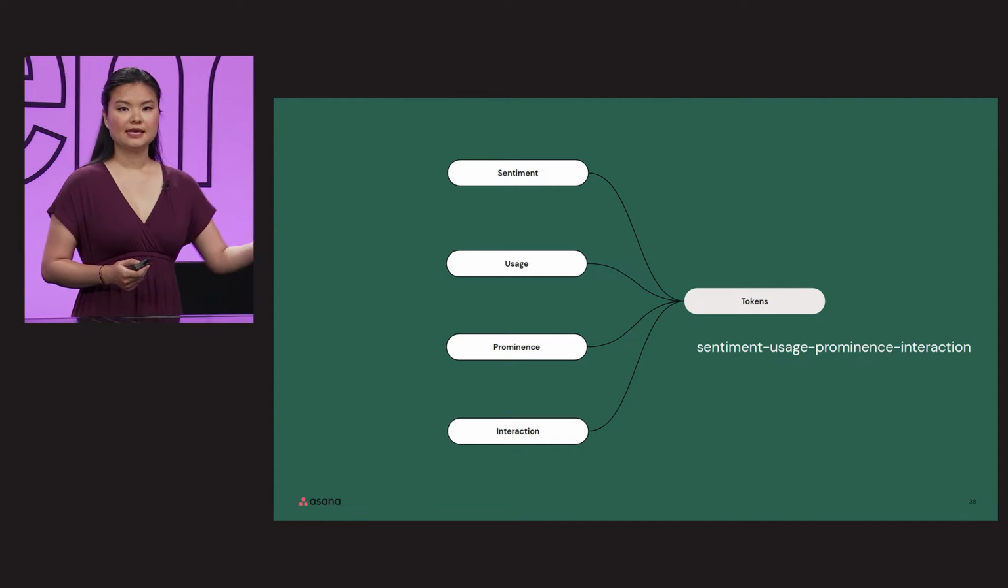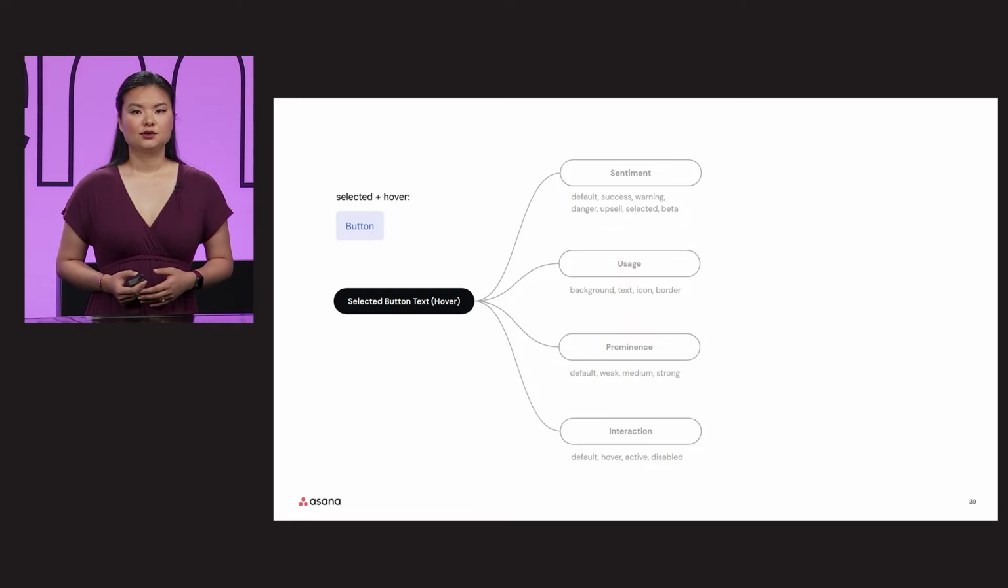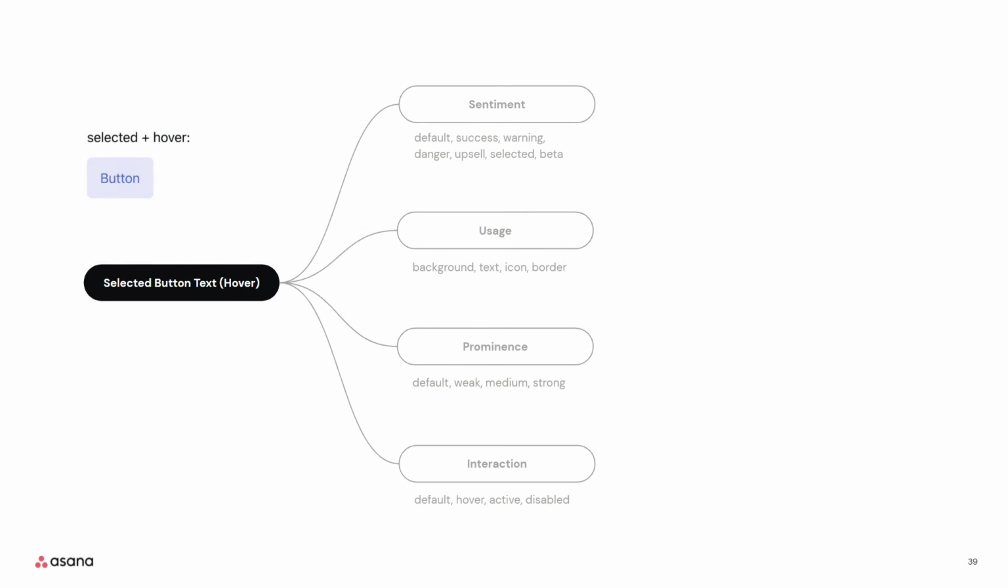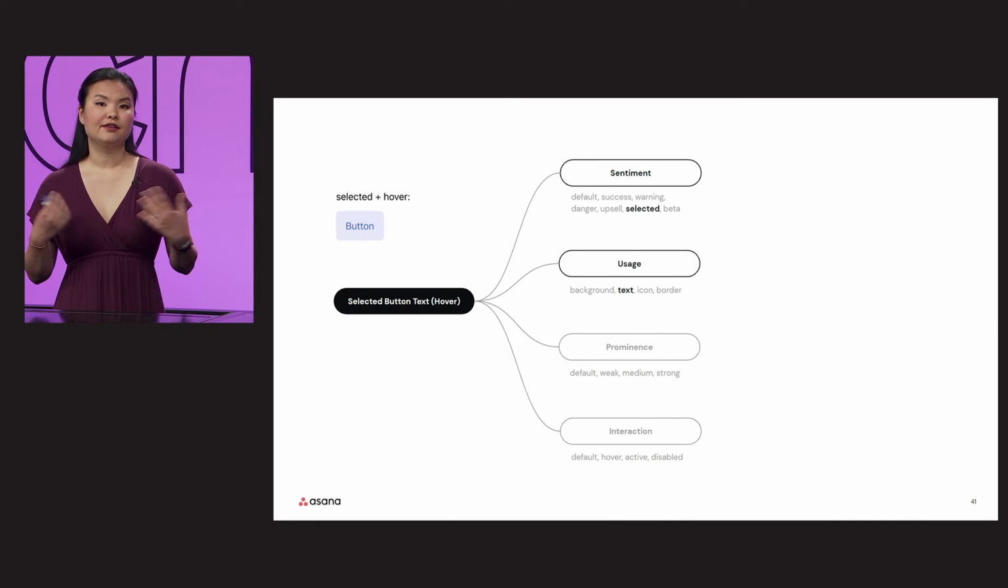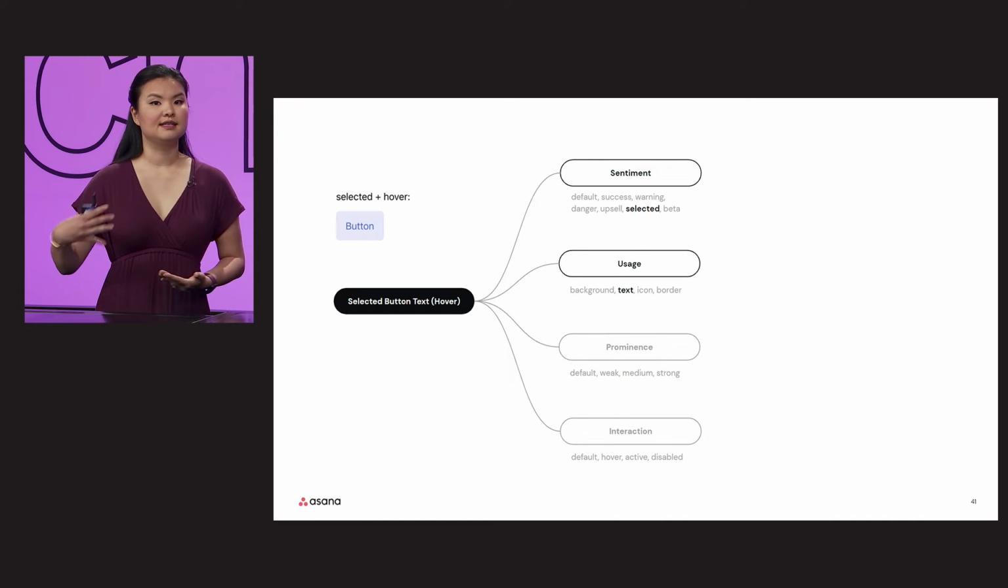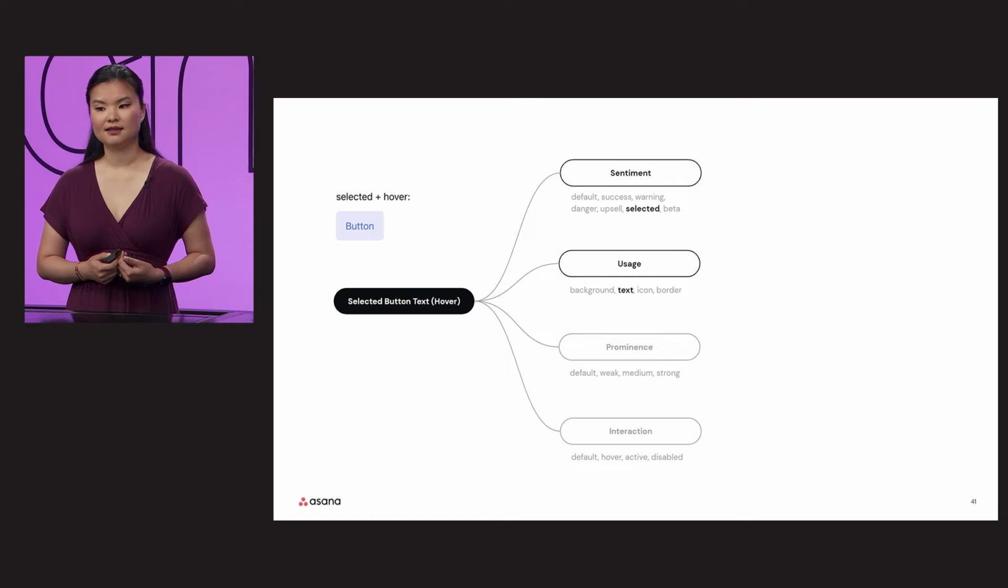So going through a quick example, in our product, we have the selected toggle button that looks like this when it's being hovered. And to capture its text color semantically, we would combine the following pieces. So here, we use the blue color to indicate that this toggle button is selected. And so for the sentiment, we would choose the selected sentiment. And the color that we're trying to describe references the text, so the usage is text.